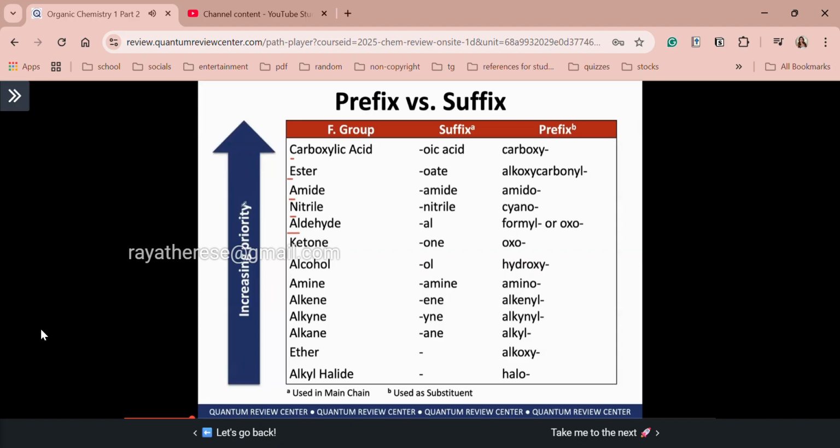Class, I would like to point out, for amide and nitrile, usually ang suffix yan ay same lang. Amide and nitrile. For the prefix, ayan, we will replace it with amido and cyano. For aldehyde, I hope you are familiar, we use -al. For instance, propanal, for your 3-carbon aldehyde, di ba? Ethanal, your butanal, and so on and so forth. For prefix, we use formyl or oxo prefixes.